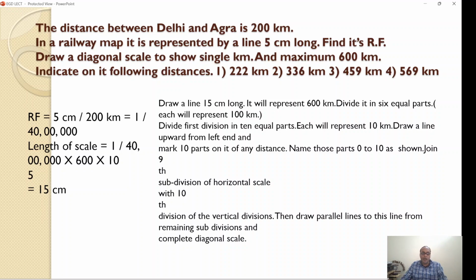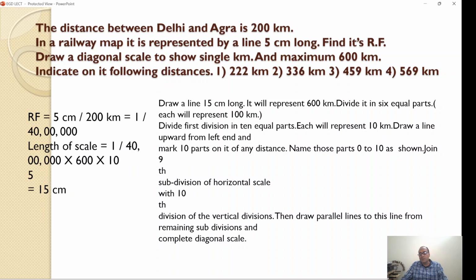Okay, so RF will be 5 centimeter divided by 200 kilometer. Okay, so it will be 5 centimeter divided by 200 into 10 raised to power 5 centimeters. So centimeter will get cancelled, and what we will get is 1 by 40,000. Okay, so this is a very simple calculation, it is just a ratio. Another thing is we always represent RF in ratios, not in decimals. Okay, so always represent RF in ratios: 1 upon 40,000.